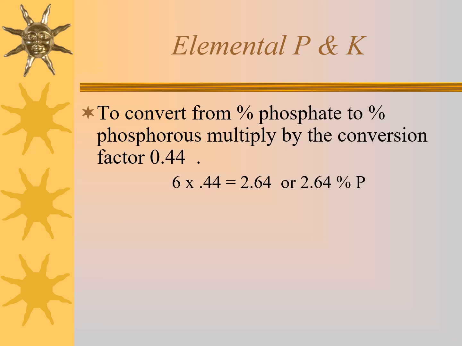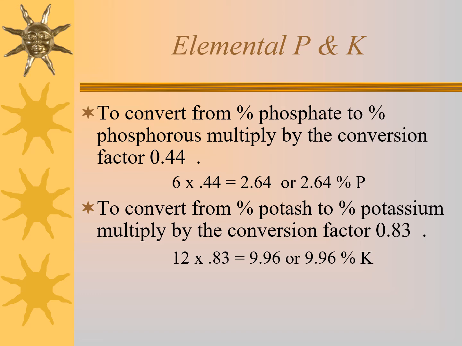To convert percent phosphate to percent phosphorus, multiply by the conversion factor of 0.44. So if we take the 6% phosphate that was in the analysis of the fertilizer, multiply that by the conversion factor 0.44, then we can determine that 2.64% of this fertilizer is actually elemental phosphorus, P.